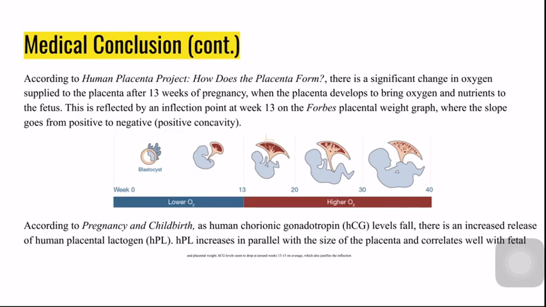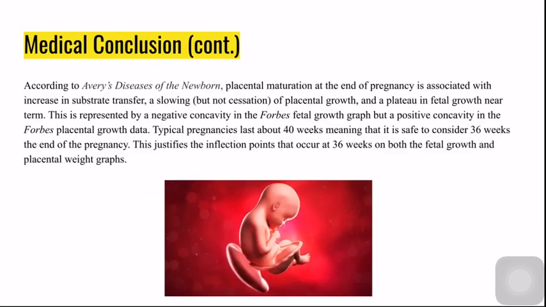According to Avery's Diseases of the Newborn, placental maturation at the end of pregnancy is associated with increase in substrate transfer, a slowing of placental growth, and a plateau in fetal growth near term. This is represented by a negative concavity in the Forbes fetal growth graph, but a positive concavity in the Forbes placental growth graph. Typical pregnancies last about 40 weeks, meaning that it is safe to consider 36 weeks the end of the pregnancy. This justifies the inflection points that occur at 36 weeks on both the fetal growth and placental weight graphs.